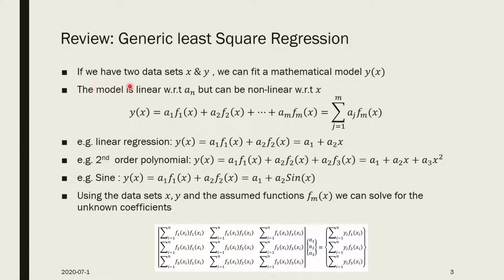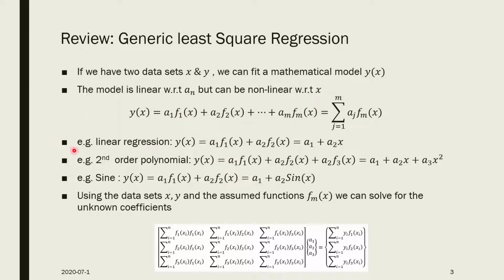If we have two datasets, x and y, we can fit a mathematical model, y of x, between the data points. The model is linear with respect to the unknown coefficients a of n, but it can be nonlinear with respect to x. So it has the following form. As you can see, y of x is a function of both the unknown coefficients a and the generic functions f1 of x, f2 of x, and fm of x.